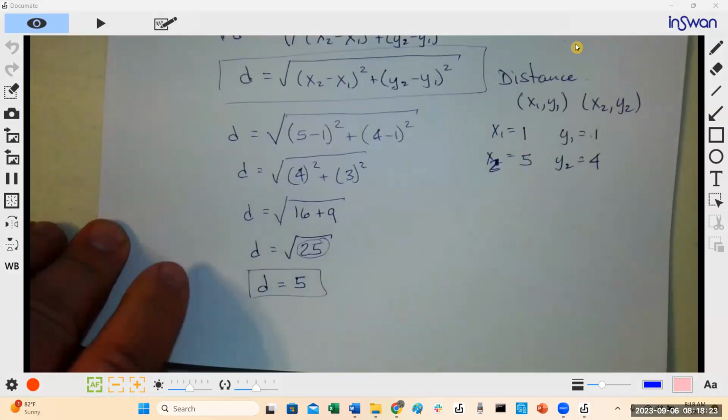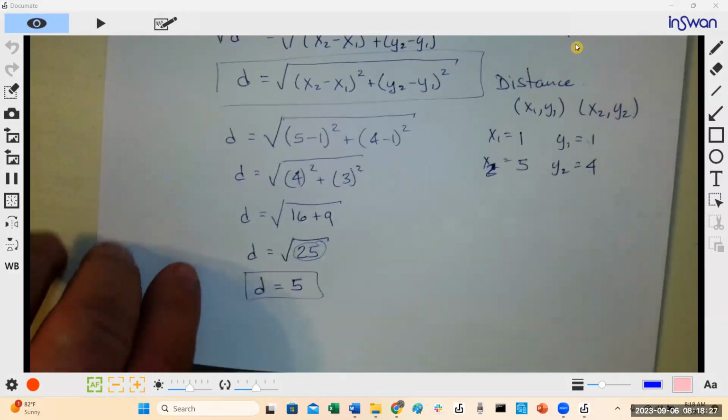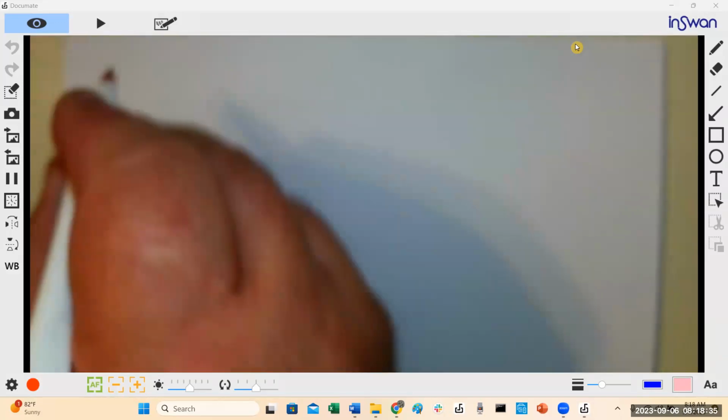So, okay, that's the distance formula between any 2 points. Let's look at an example.